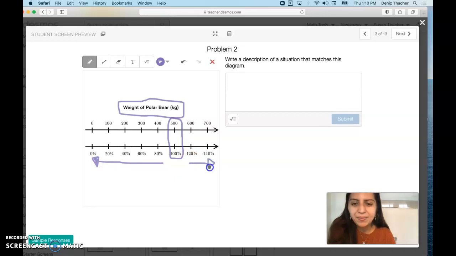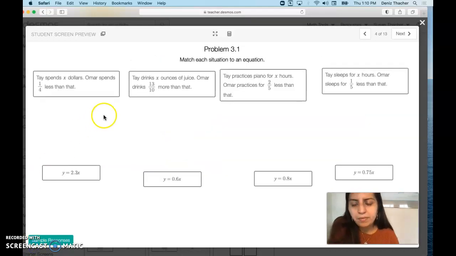And then you can discuss if the polar bear has decreased and gone on a diet, or maybe gained some weight. All right, now time for a card sort. I like to organize my card sorts so that the situations are all at the top and my equations are all at the bottom. Just because the equation is below doesn't mean that these two are a match. So we need to read through each situation.